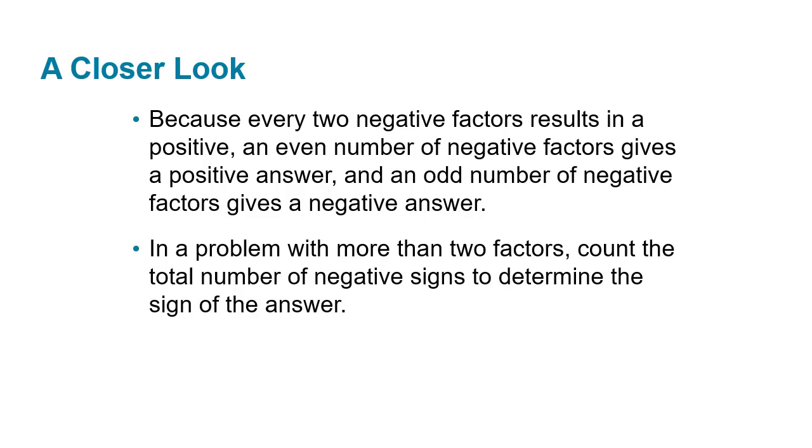Now, every time we have two negative things multiplied or divided together, it will give us a positive number. This tells us that any even number of negative factors, whether we're multiplying or dividing, will always give us a positive answer. And then, of course, if there's an odd number, it will always be negative.